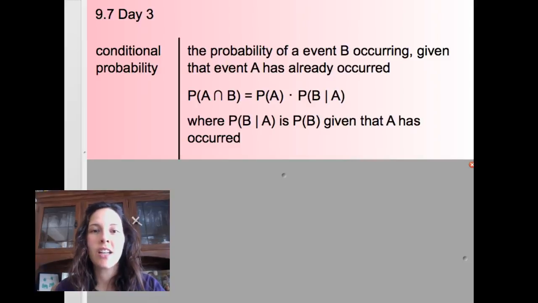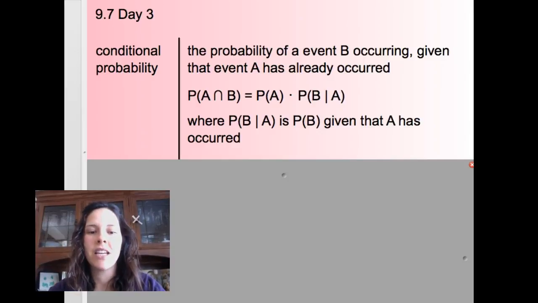Now we're going to take a look at conditional probability, which we've actually already seen with dependent events. So this is just more practice on that conditional probability or dependent events. And as we've already seen, the probability of A and B is the probability of A times the probability of B given that event A has already occurred.